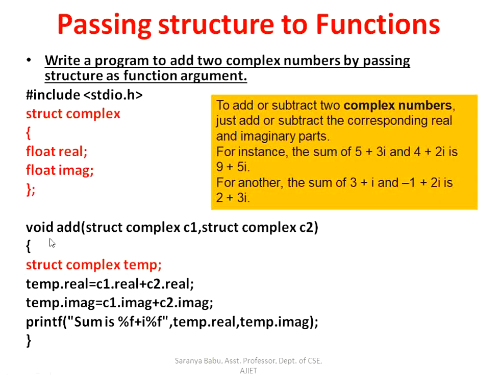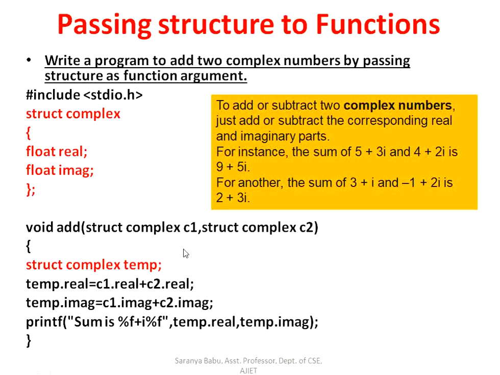This is the function. Okay, void add(struct complex c1, struct complex c2). This is the structure. This is how you are passing the structure. Clear? This is the variable declaration. You are declaring struct complex c1, struct complex c2. Then inside that you have given struct complex temp, that is temp.real. Real part I am calculating.